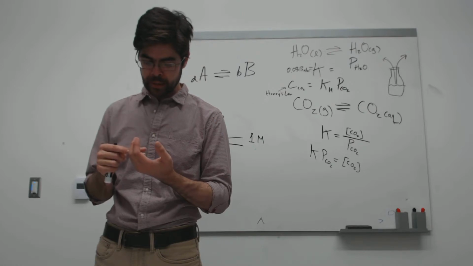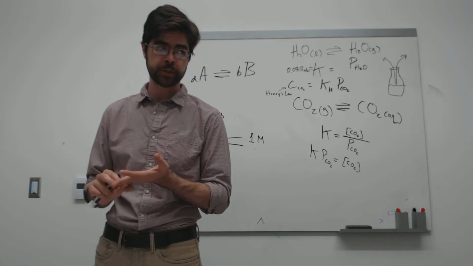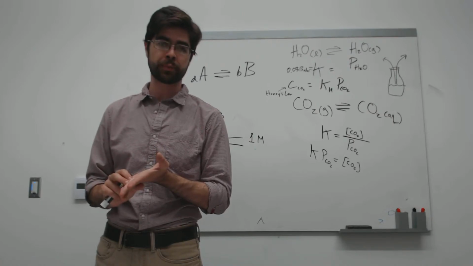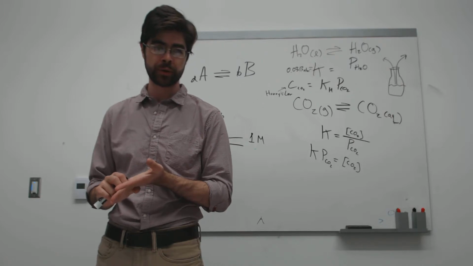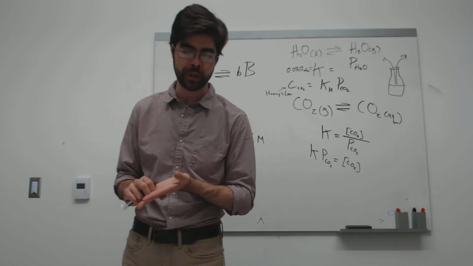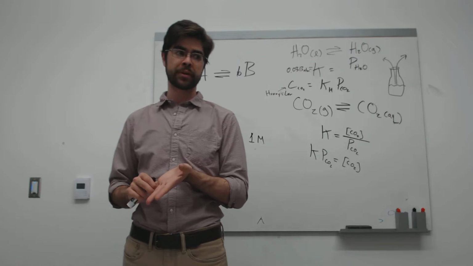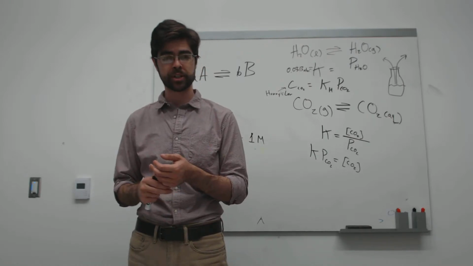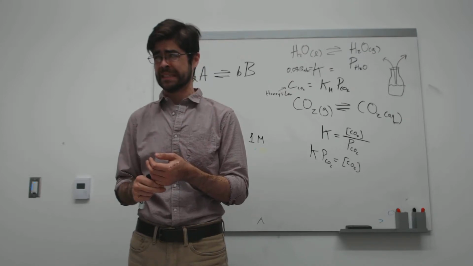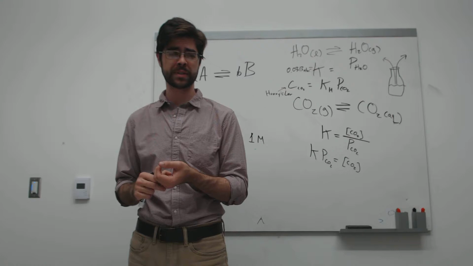What else? Colligative properties of solutions. So things like vapor pressure lowering, the vapor pressure of a solution being lower than the vapor pressure of the pure solvent. Colligative properties like boiling point elevation and freezing point depression. So that should take you up to, I think, section 12.7, I want to say, 12.6.